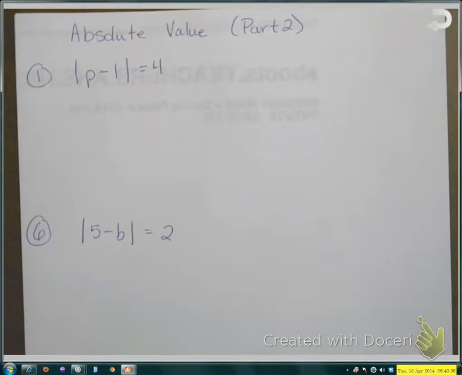This is our lesson on absolute values. This is part 2 in your packet. We are going to work a few problems from it. First, I want you to note that the vertical bars are the absolute value symbols.